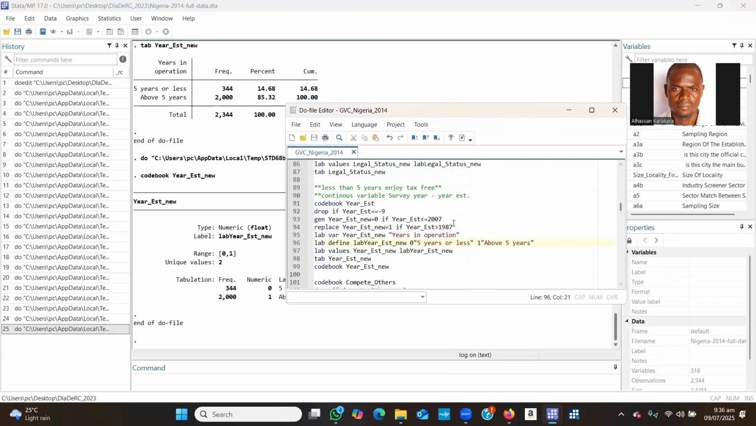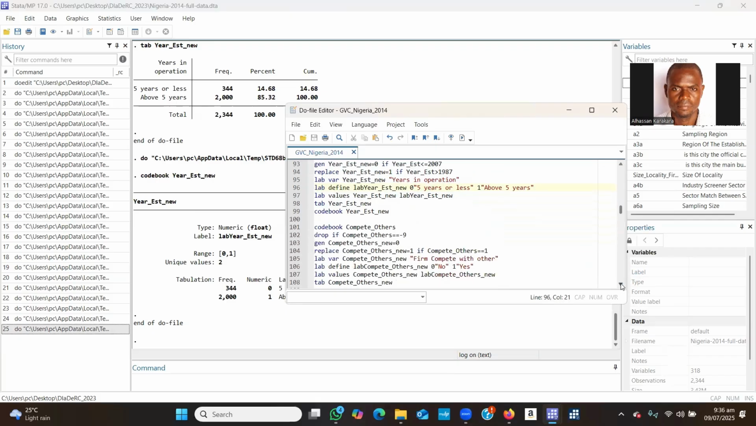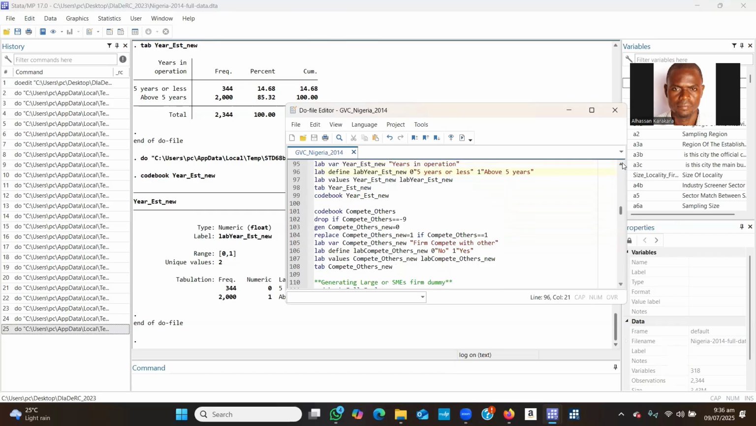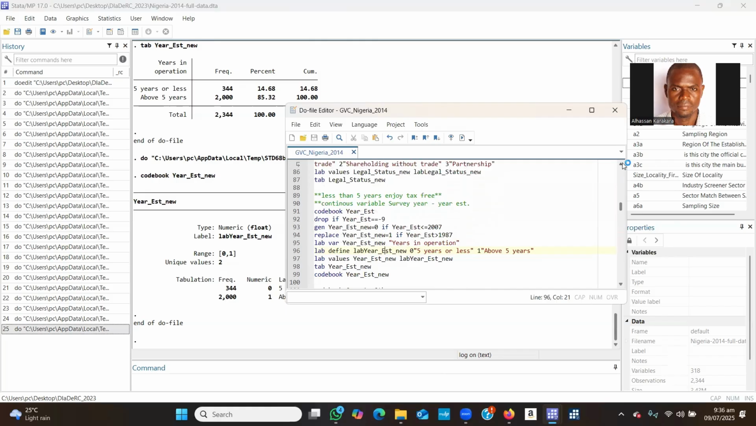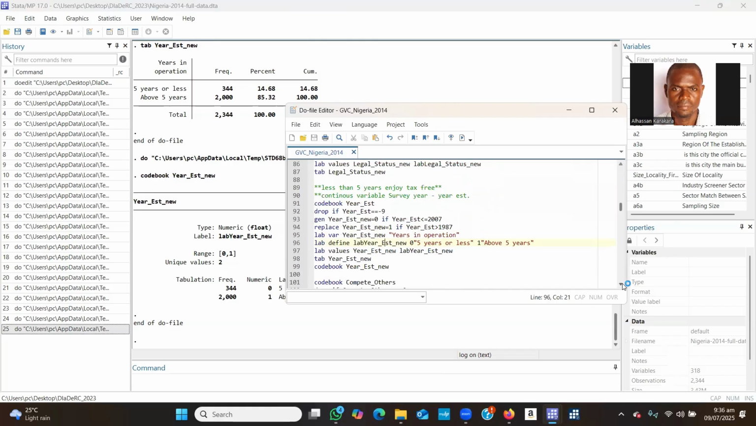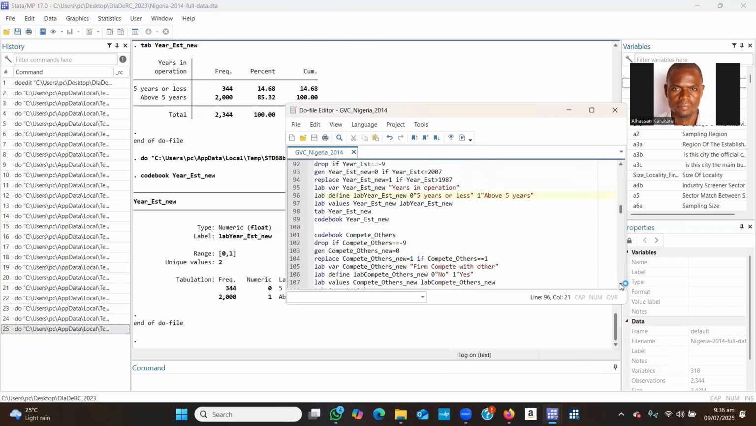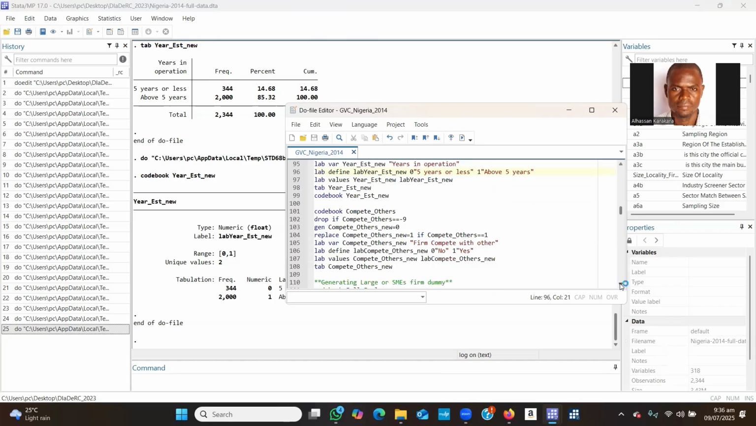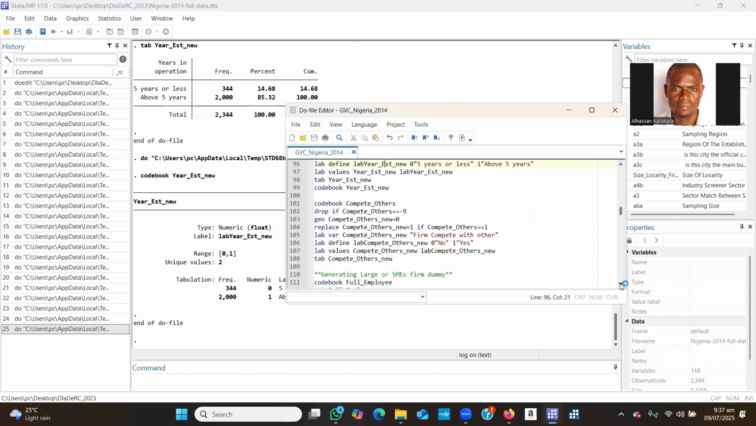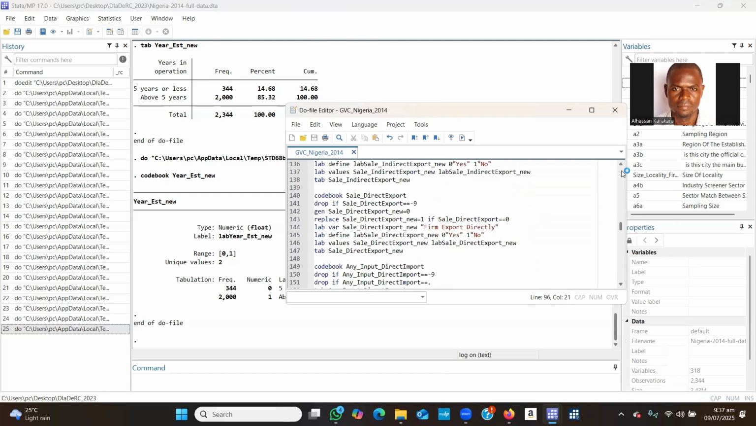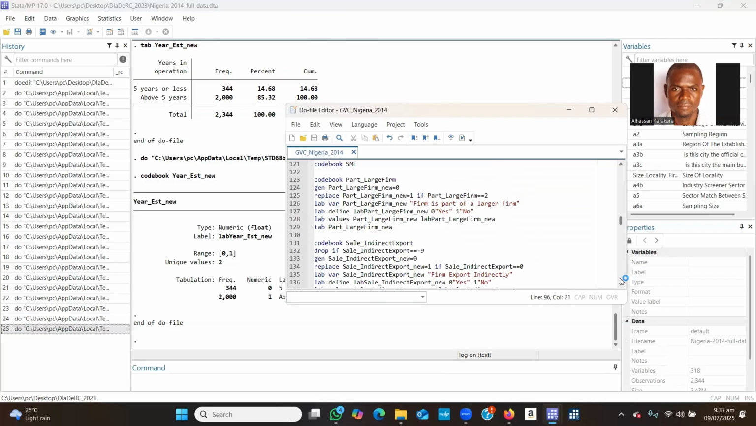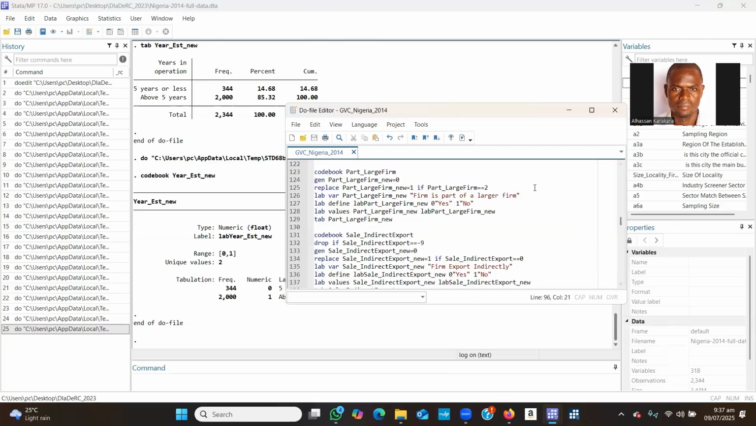In the next video, I will show you how to go about regressing the variables. Once you are done with this variable renaming and recoding, the next thing is to prepare your variables for possible regression. So thank you so much, and I'll meet you in the next video to share with you how to generate some other variables, and for that matter, how to get your dependent and independent variables and possibly run some regression.